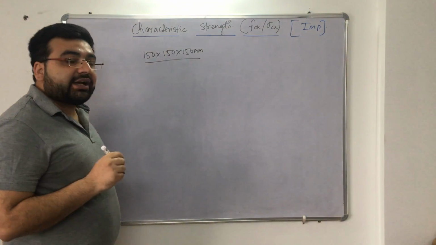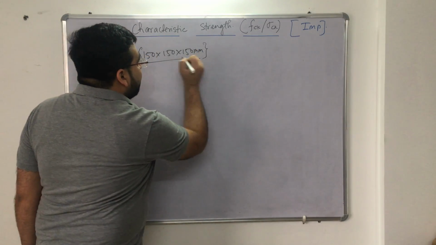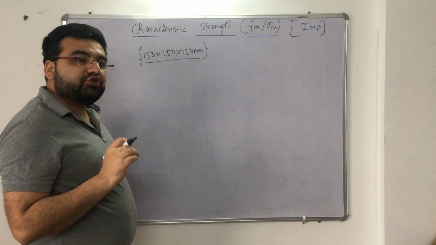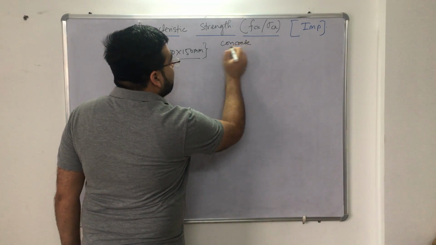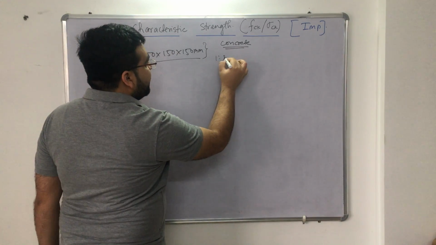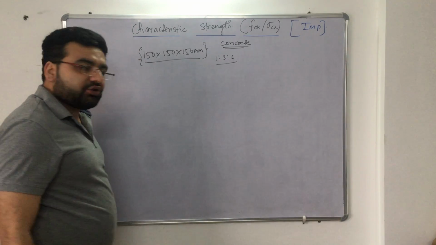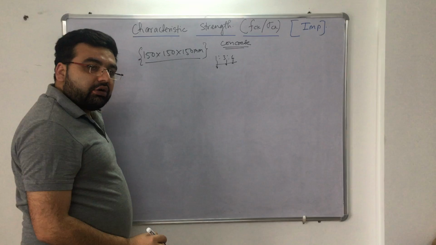Now one more thing I would like to tell you: whenever you are checking the strength of a concrete specimen, what you do, you mix it with some ratio. Let us say the ratio is 1:3:6, cement, fine aggregate and coarse aggregate.